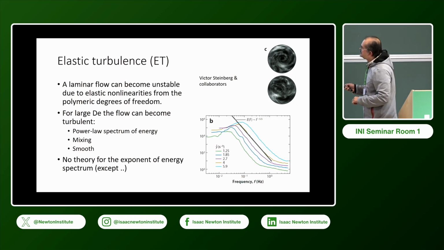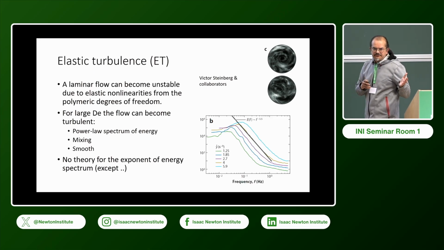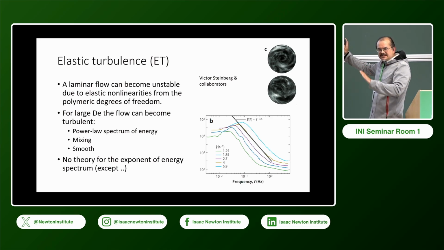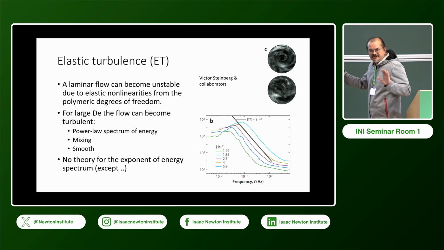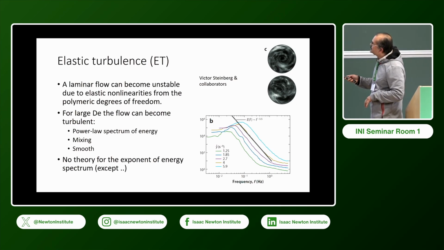The most interesting things about this started coming around 2000 from Victor Steinberg's lab. There was also other earlier work by Shakfei and so on. These slides are not well referenced. The references are in the paper. Don't blame me for that. So the idea is that there is a laminar flow which can become unstable due to elastic nonlinearities from the polymeric degrees of freedom. For a large Deborah number, the flow can actually be turbulent.